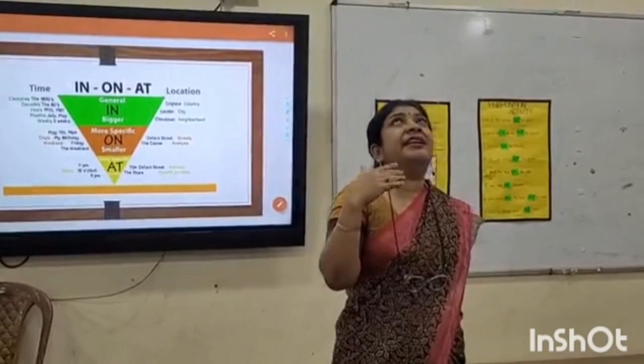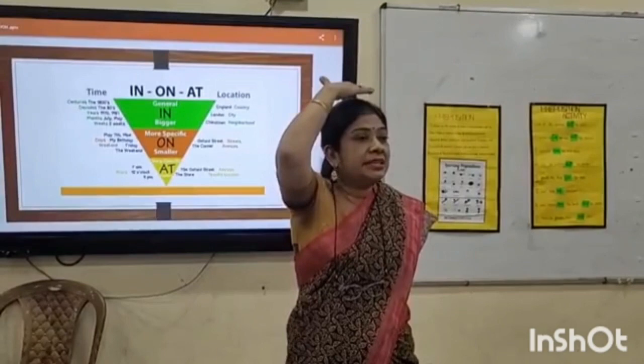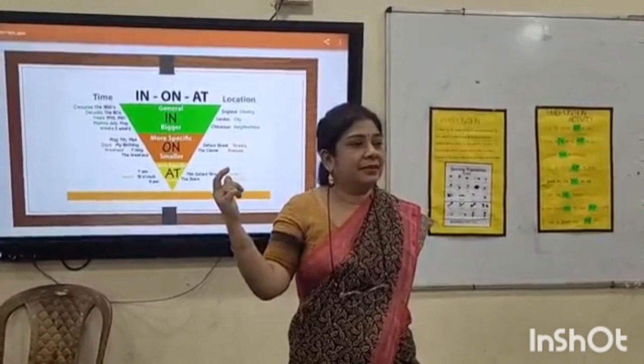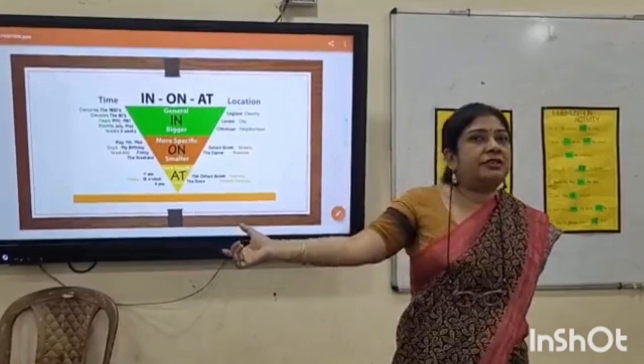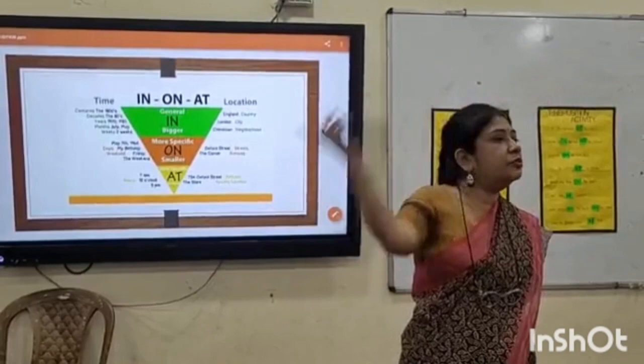The bridge is over the river and the fan is above our head. Why? Sorry? The bridge is over the river and the fan is above our head. Okay. The fan is above our head because it's not touching our head. It's not touching the surface. It is above. Both are above, but why do we use above for the fan and over for the bridge? Because the bridge is actually connecting the two points. The bridge is connecting the two points on either side of the river.